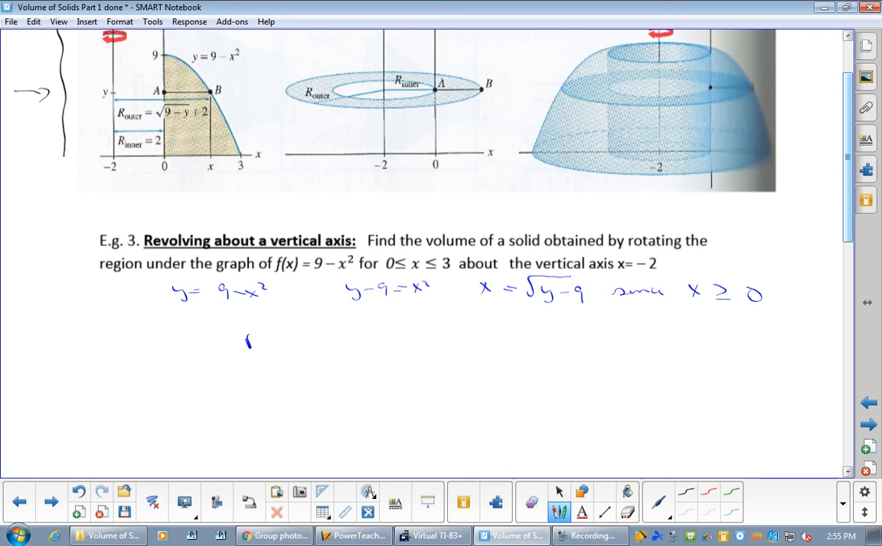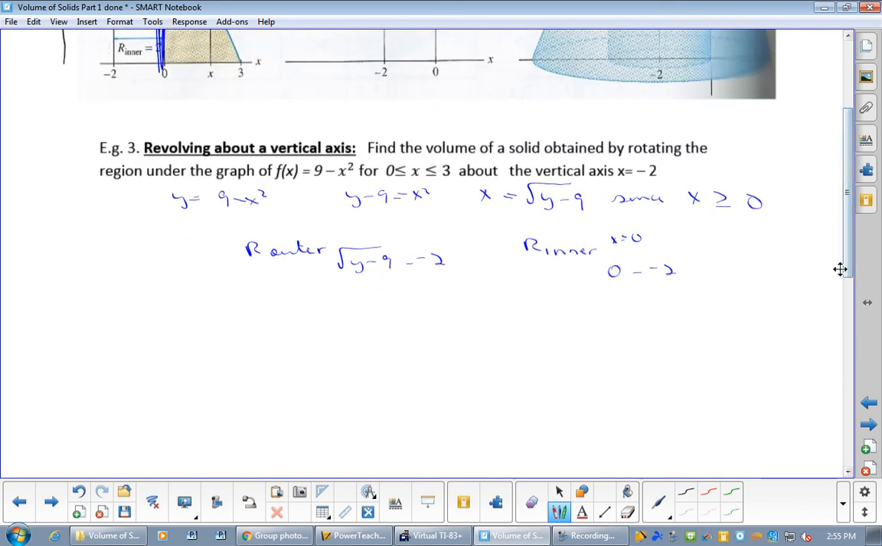So now my r outer will be, so the top one is, right, square root y minus 9 minus negative 2, and r inner is just 0 minus negative 2, because it was x equals 0 that we're doing, which is the y-axis. X equals 0 is the y-axis, right? That's this right here. Okay?